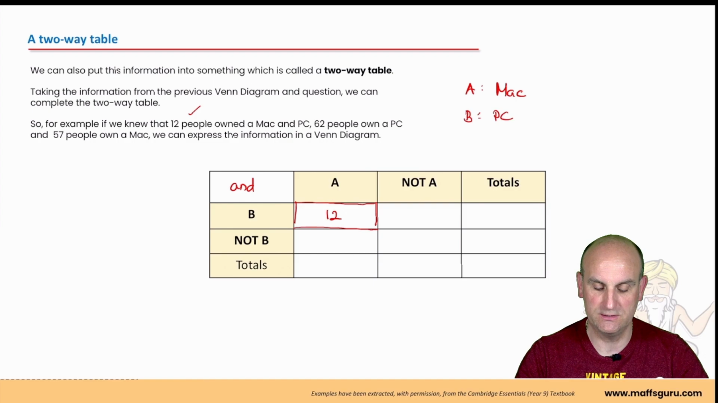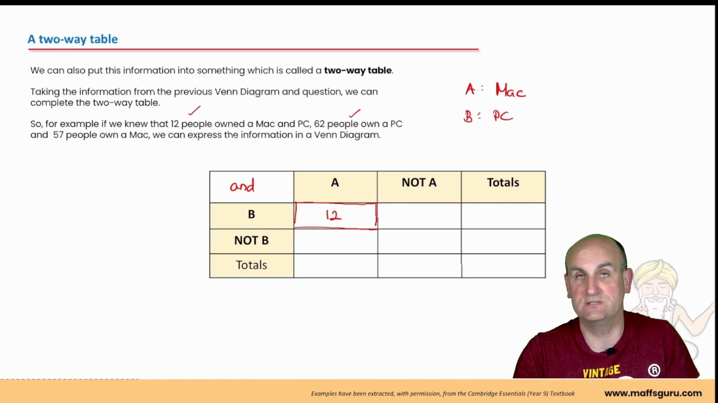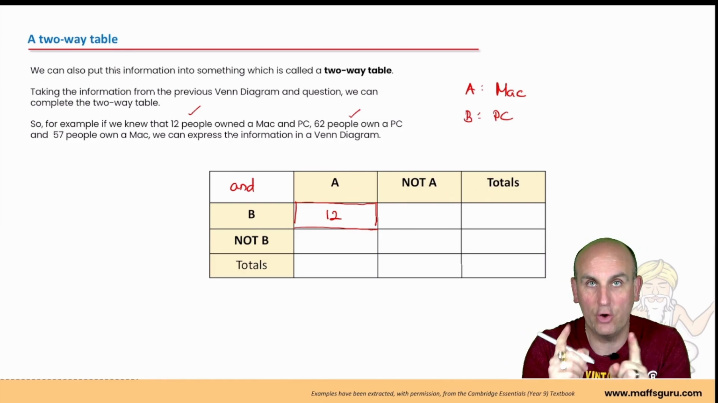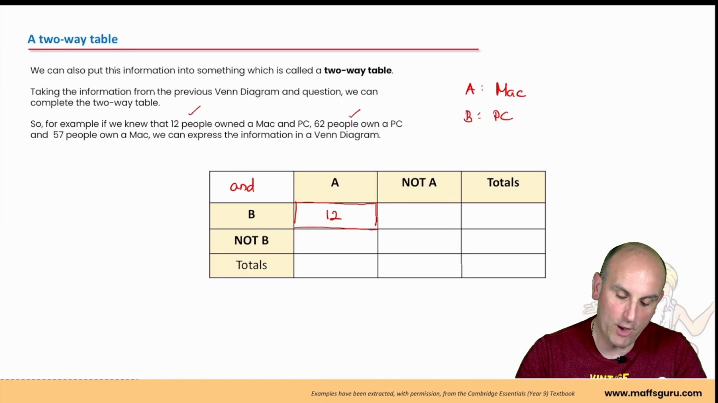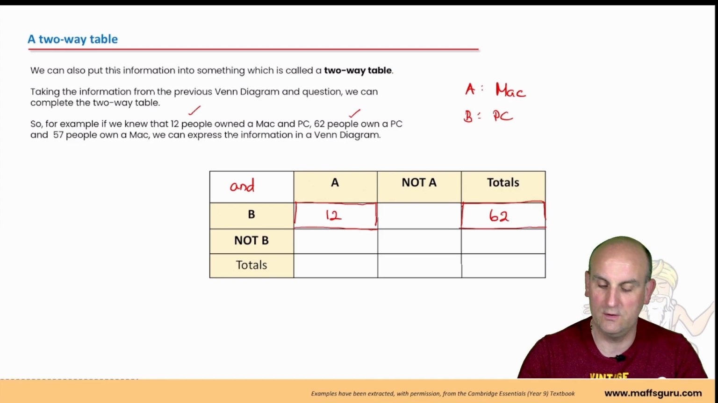Really, really important. Okay, now it says 62 people own a PC. Now again, another box that tricks people is that total box at the end. So if I'm owning a PC, and PC is B, that means the total people who own a PC are going to go in there. So there's 62 people who own a PC.